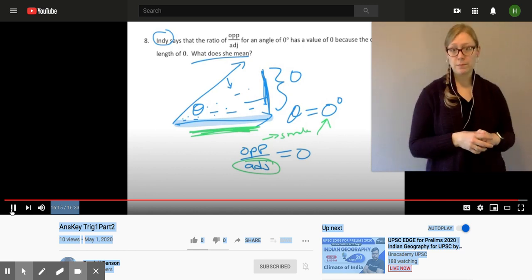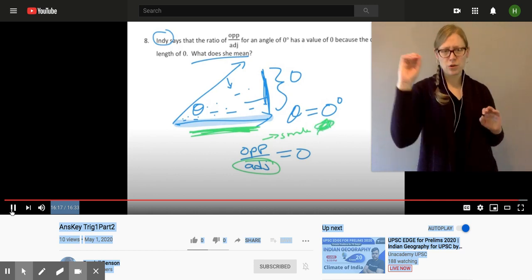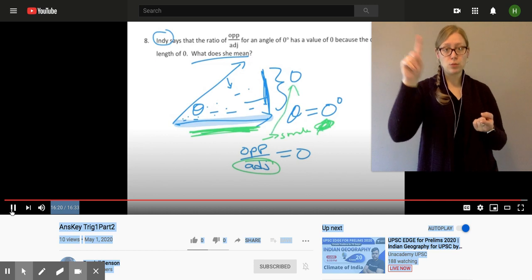Actually, it's not 0 degrees. I shouldn't have put the arrow there. But it's getting smaller and smaller to 0, this 0.